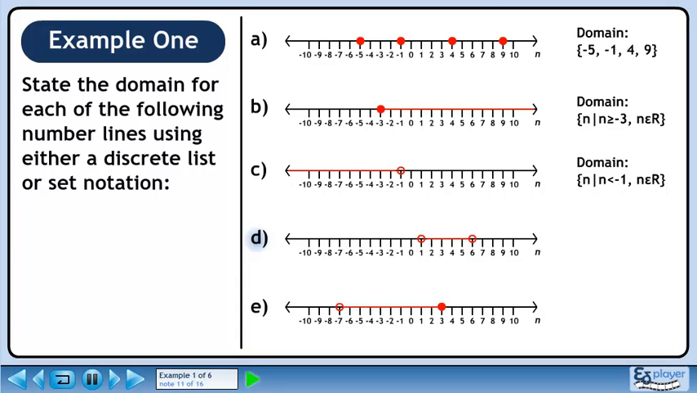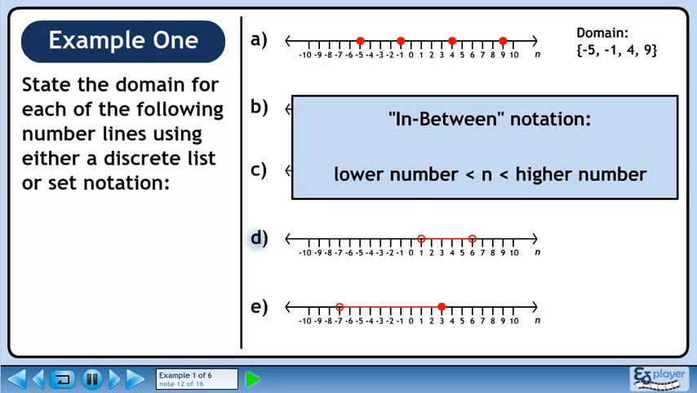The number line in part D has open endpoints at 1 and 6. Before tackling this domain, we need to learn something called in-between notation. In-between notation is used whenever you have a domain or range that starts at one value and ends at a different value. It's really easy to use. Just plug your numbers into the template, lower number, less than n, less than higher number. In-between notation always uses a less than sign followed by a second less than sign. However, if a particular point is included in your data set, you can also use the less than or equal sign.